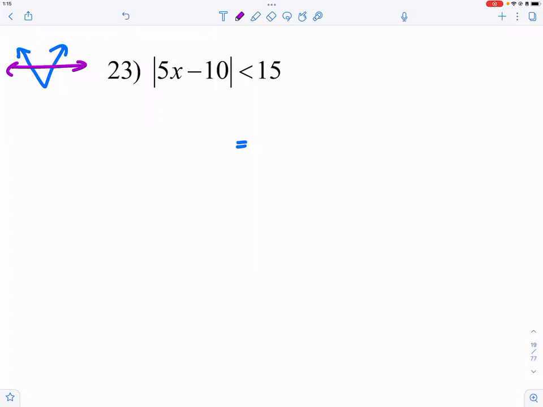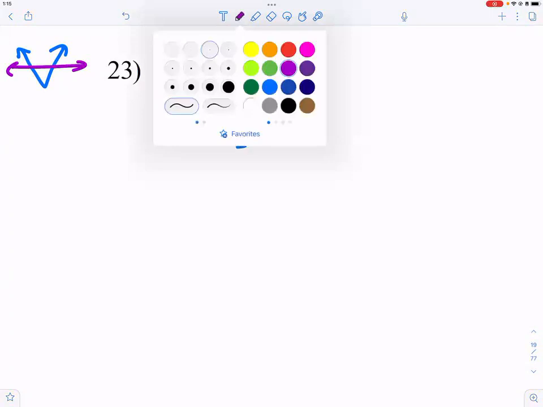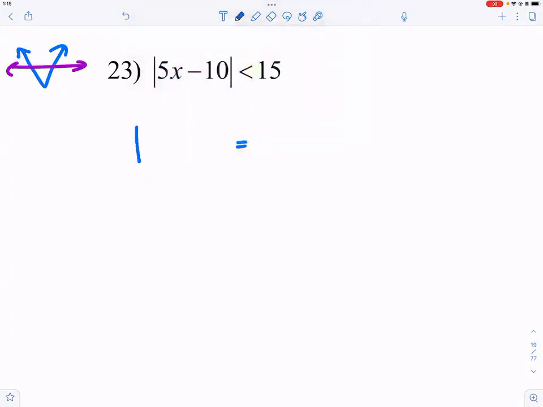So now what's the meaning here? Absolute value of 5x minus 10 and then 15. We're basically saying that the absolute value of 5x minus 10 is equal to 15. But is the stuff inside the absolute value function, which is 5x minus 10, positive 15 or negative 15? We just don't know.